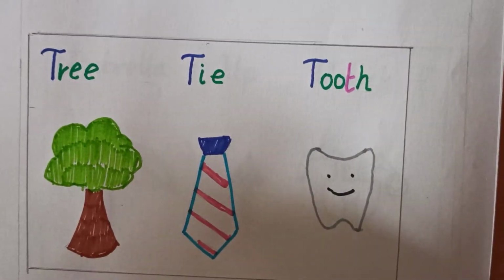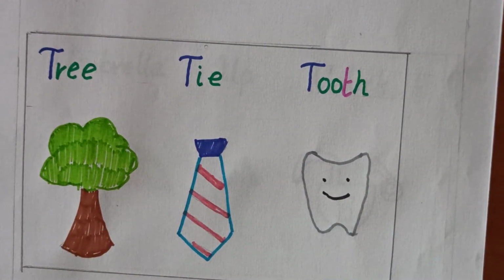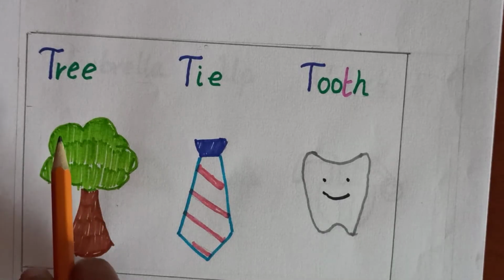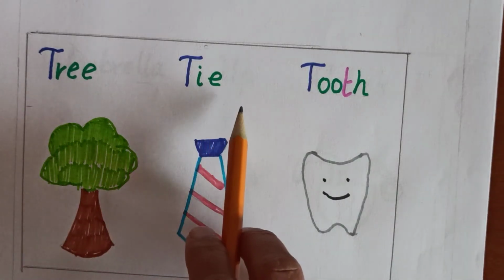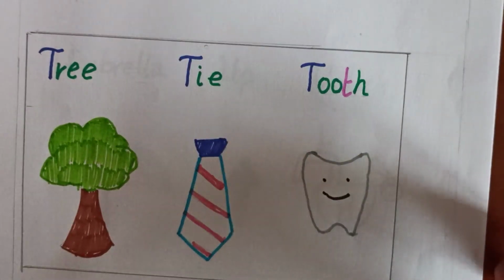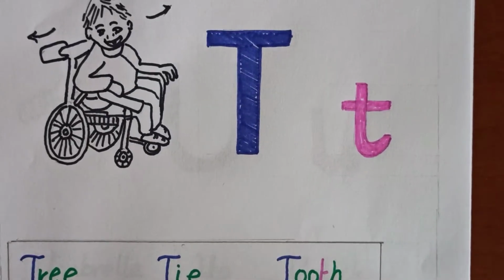What is the example? As all know, this letter T will come in the beginning, at the center, and also at the end of the word. So examples are tree, tie, tooth. So the sound of the letter T is t, t.